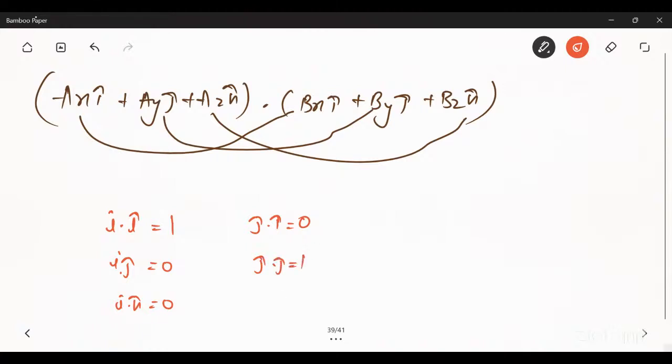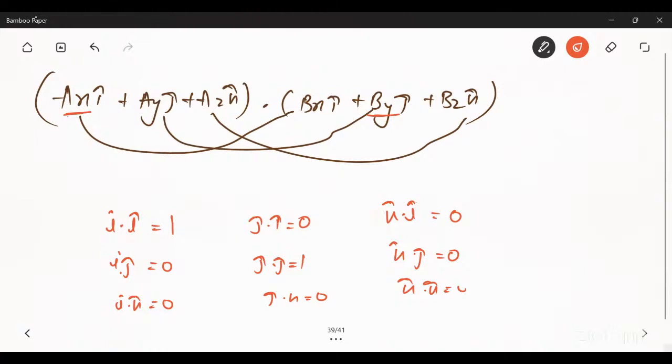J dot K is 0. K dot I is 0, K dot J is 0, and K dot K is 1. That's why I'm saying that only the AX I component multiplies with the BX I component. If you multiply the AX I component with the BY J component, so AX into BY, but I dot J is 0, so that's why the whole value is 0.